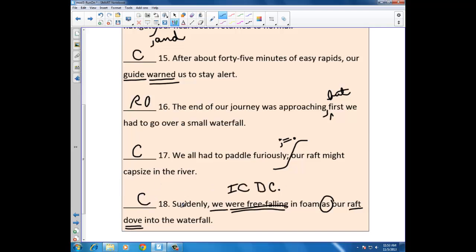And now you're probably going to ask me, what happened after you were free falling in foam and your raft dove into the waterfall? Well, I guess you'll never know, because that's the end of the exercise. You can choose your own ending. And now we're going to move on to comma splices.